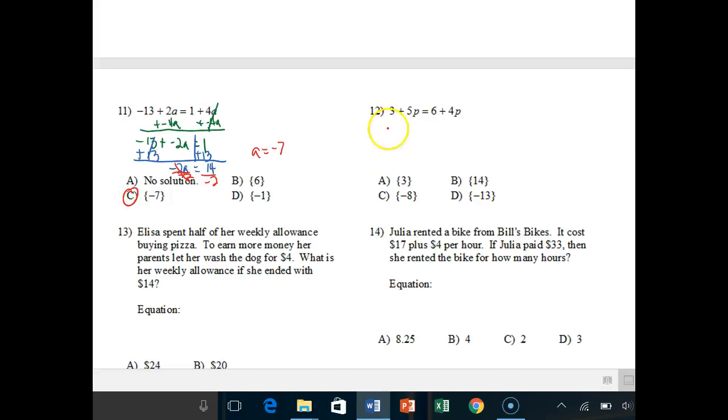C. I'll let you guys do this one. Remember here you'll be adding -4p to start off to both sides. So 3 plus 1p is equal to 6. And it's just a 1-step.